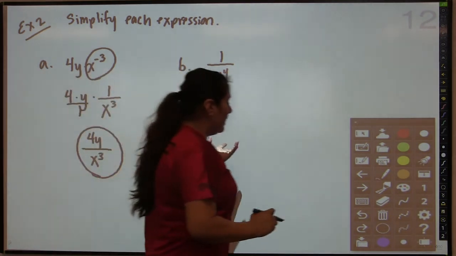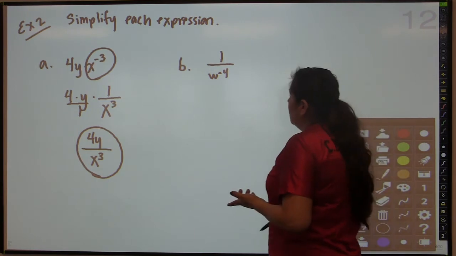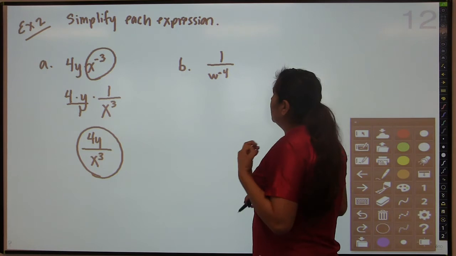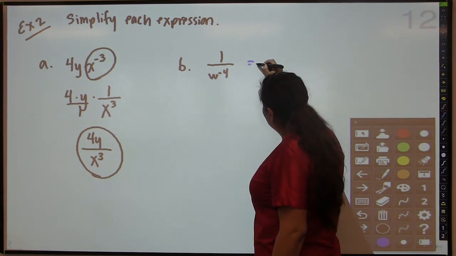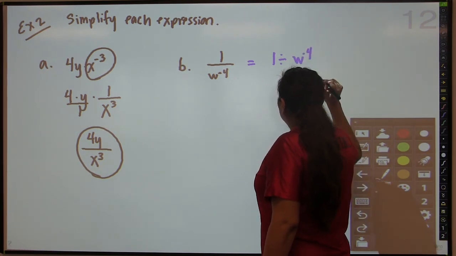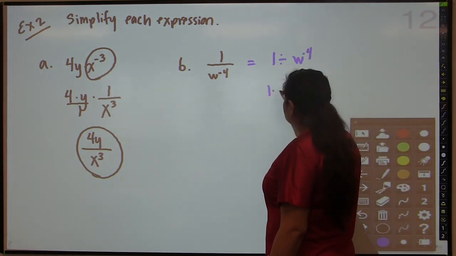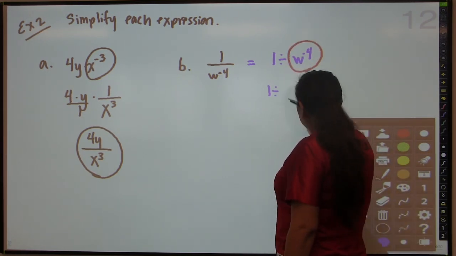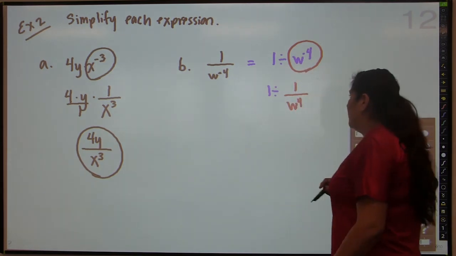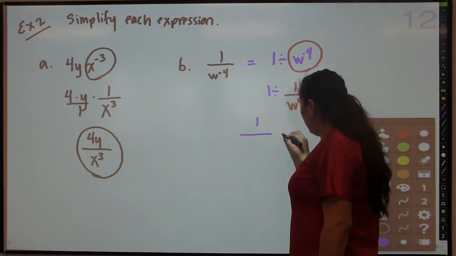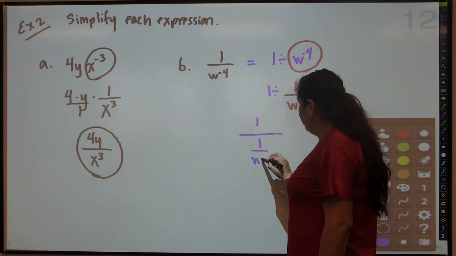In the case of B, the w is a negative exponent, and it's already on the bottom, so I'm going to show you how this works. This is basically easier if you say 1 divided by w to the negative 4 power, which in turn means that it's 1 divided by, if I just take the w to the negative 4th power, it becomes 1 over w to the 4th power. Okay, but now it's funny because you have a fraction. You have 1 that's divided by 1 over w to the 4th.